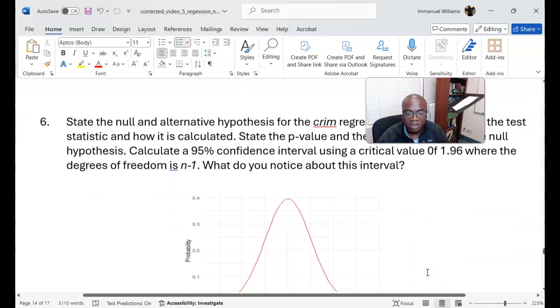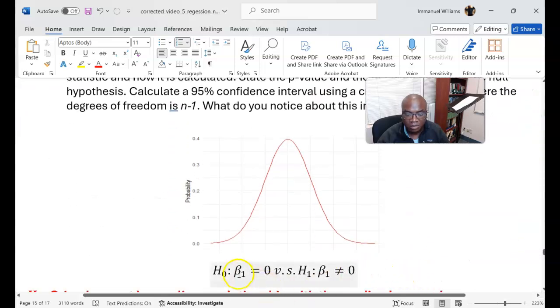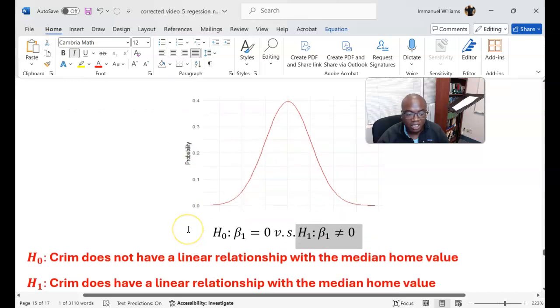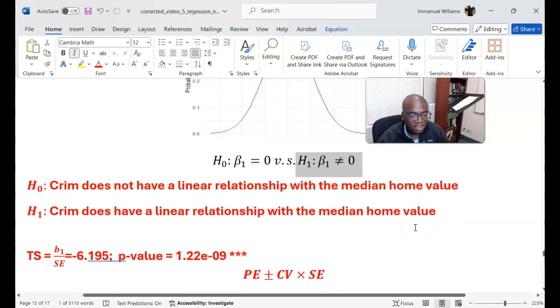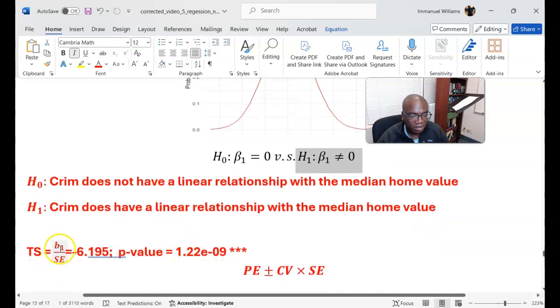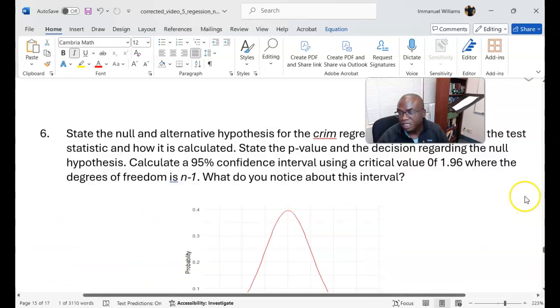Okay. So this is our null, okay? Same thing as before, that there's no linear relationship for our null. An alternative is that there is a linear relationship, and then in words it can be seen as this, okay? Pause if you need to and write this down. All right, and then our test statistic, as we saw in the past, is going to be our actual coefficient divided by the standard error, which gives us 6.195. And our p-value is 1.22 times 10 to the negative 9.